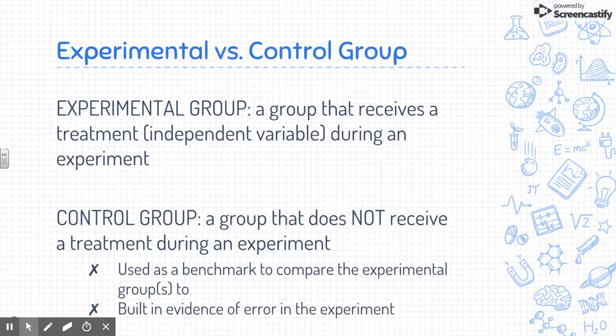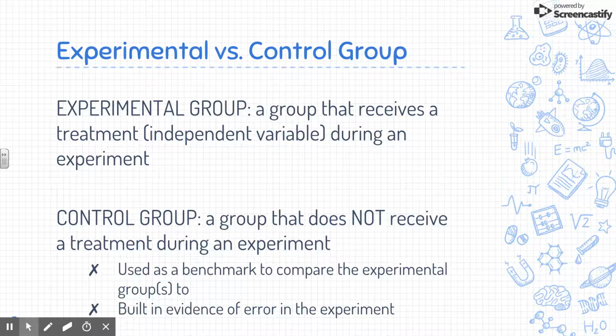So in this example, with our music listening plants, our experimental group would be the group that receives a treatment or an independent variable during an experiment. So any plant that listened to classical or country music in our experiment would be in the experimental group. However, we also have to have something called a control group, a group that does not receive the treatment during an experiment. So this would be some of the same species of plant that do not listen to any music. So it's the absence of your independent variable.